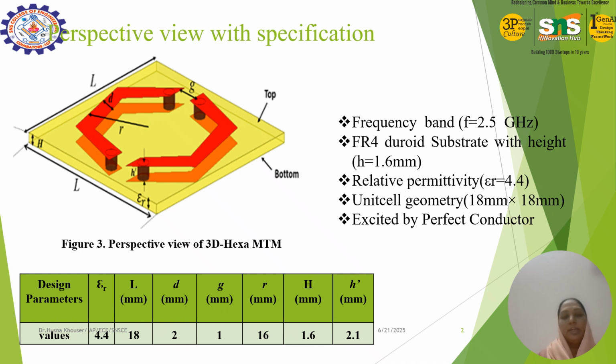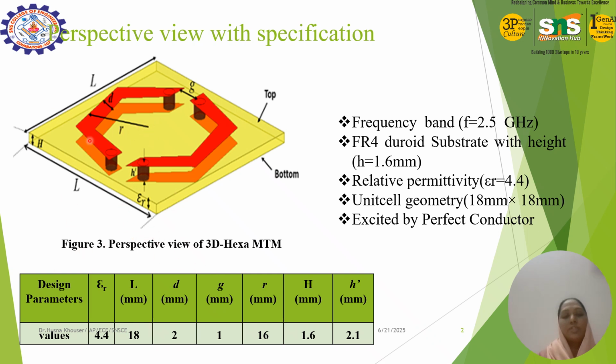So, as I have discussed, there are two hexagonal rings. One hexagonal ring is placed at the bottom of the structure, and the other is placed on the top of the structure with an air gap, and both are connected with the electromagnetic wire. This structure operates at a frequency of 2.45 GHz, and the substrate we have used is an FR4 substrate with a height of 1.6 mm and a permittivity of 4.4. The total size of the structure is 18 mm, and we have used this radius.